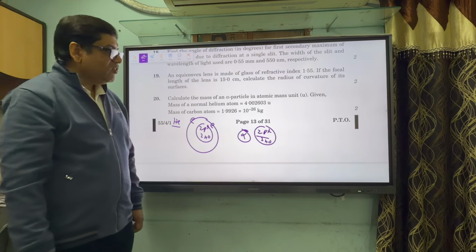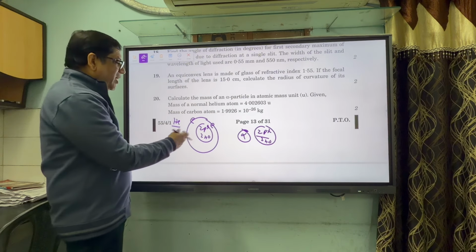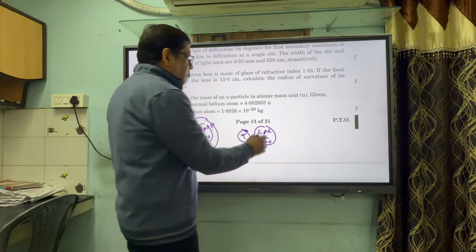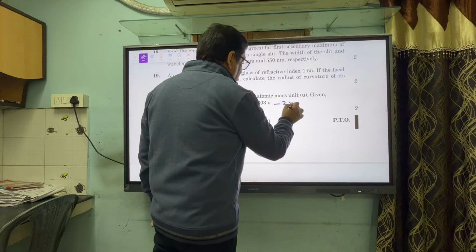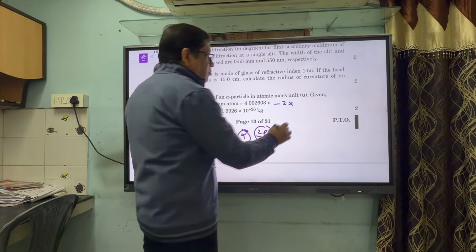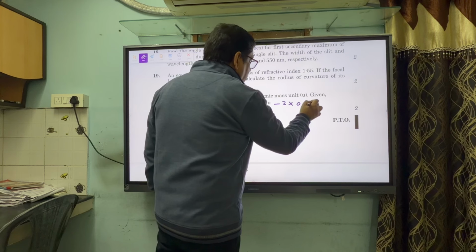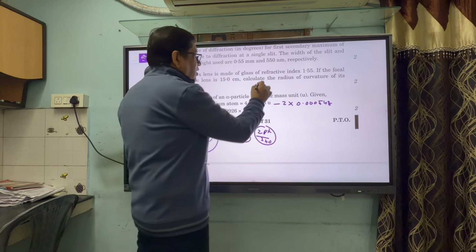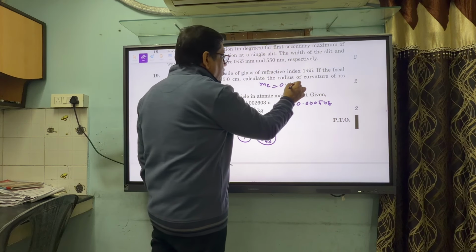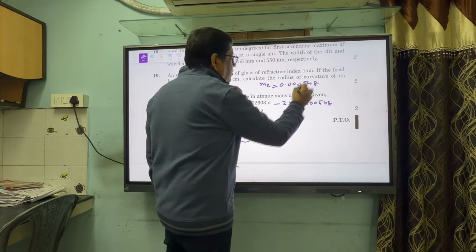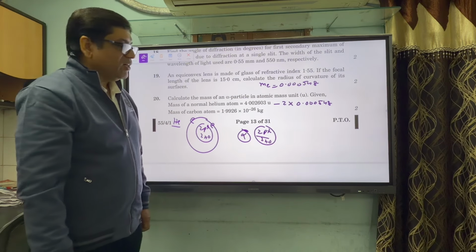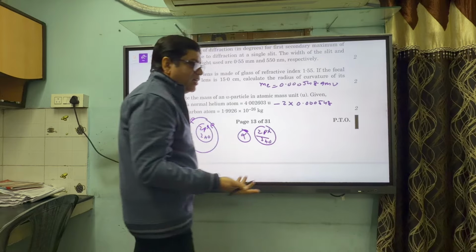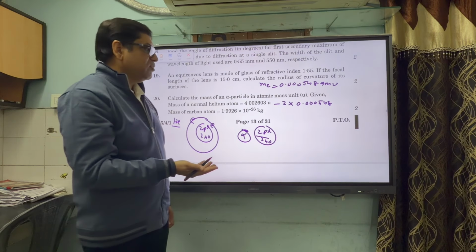Alpha particle is the nucleus of helium atom. So basically, we have to take the helium atom minus 2 electrons, that is, the mass of helium minus the mass of 2 electrons. The mass of an electron is approximately 0.000548 in amu, I think. This much we have to subtract from the mass of the helium atom, and we will get the answer.